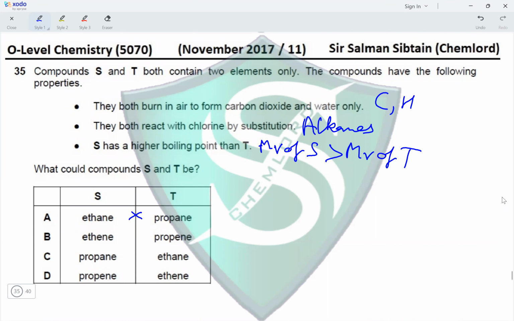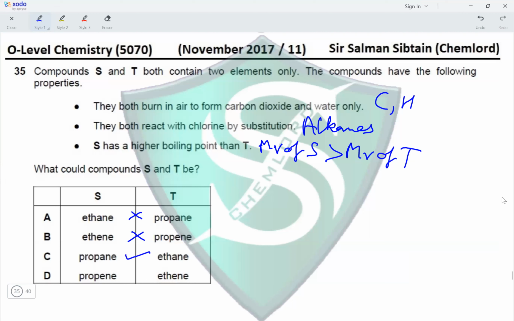B has ethene and propane. Both are alkenes. We need alkanes. So this is incorrect. C has propane and ethane. Both are alkanes. Propane has a greater Mr than ethane, and both of them are hydrocarbons. So this option is correct.